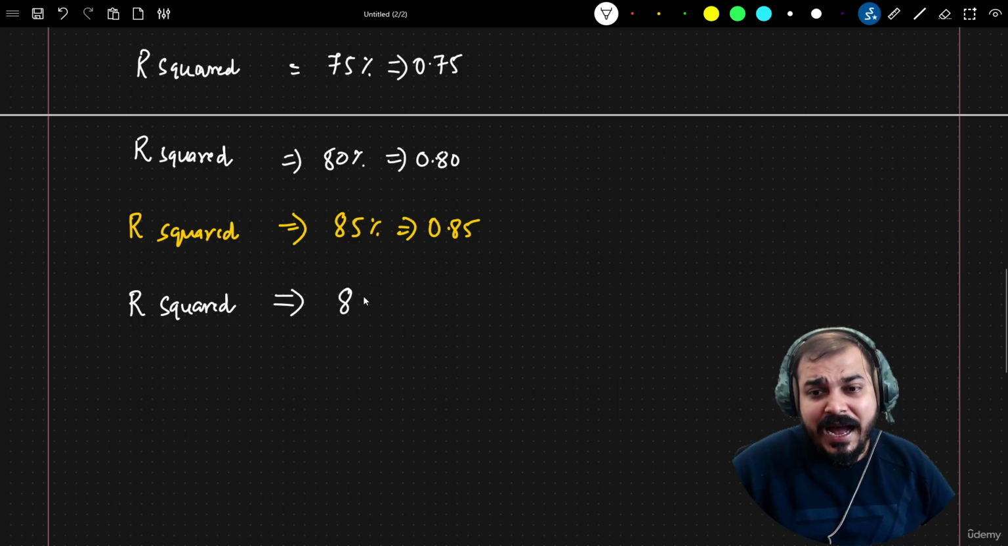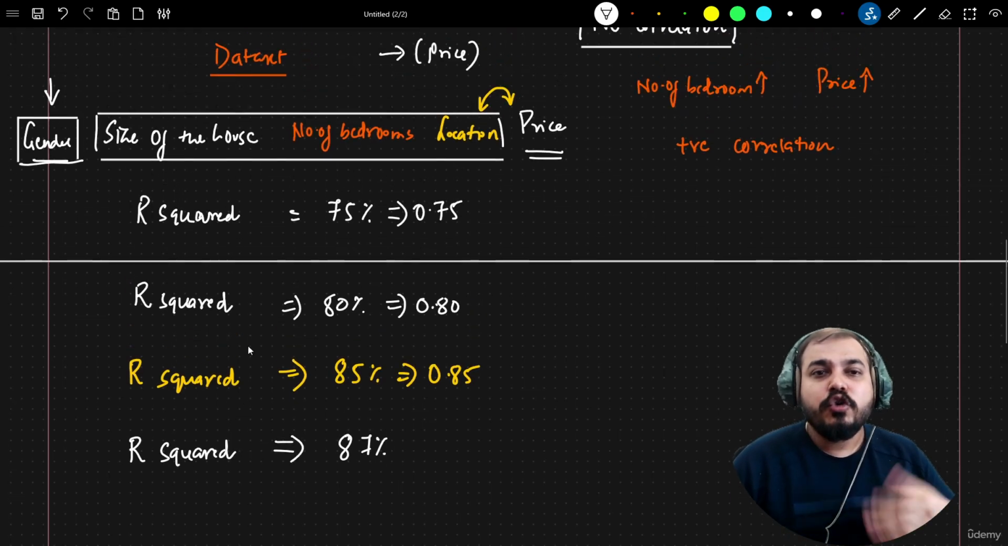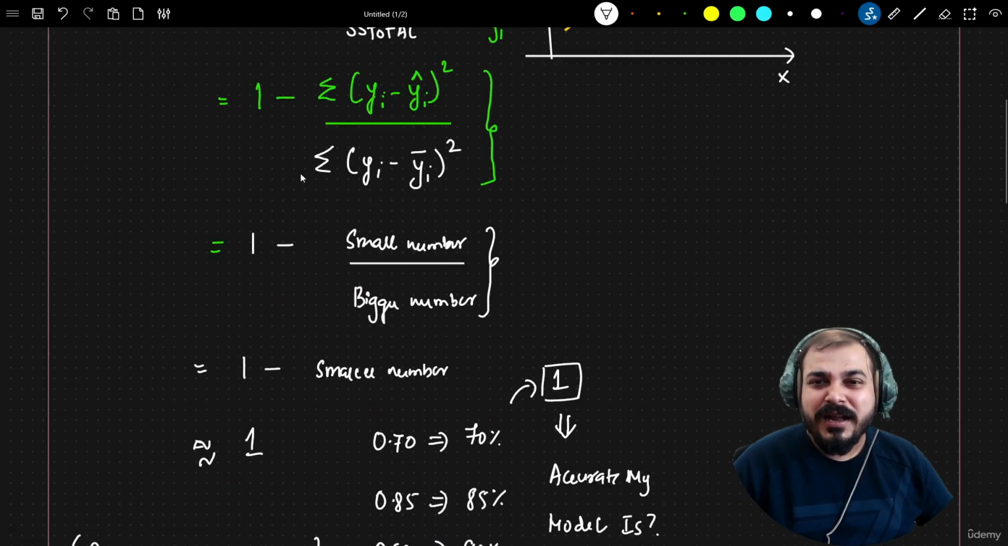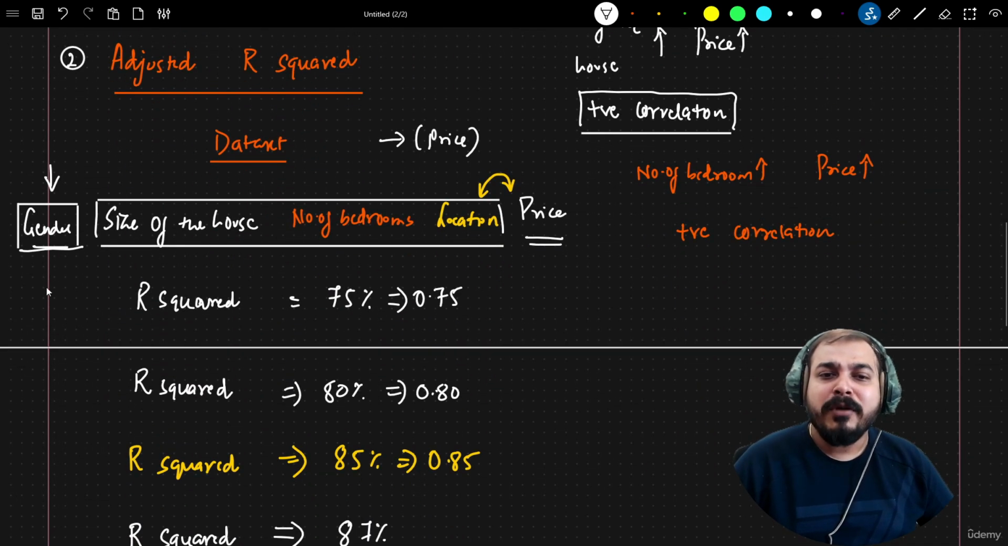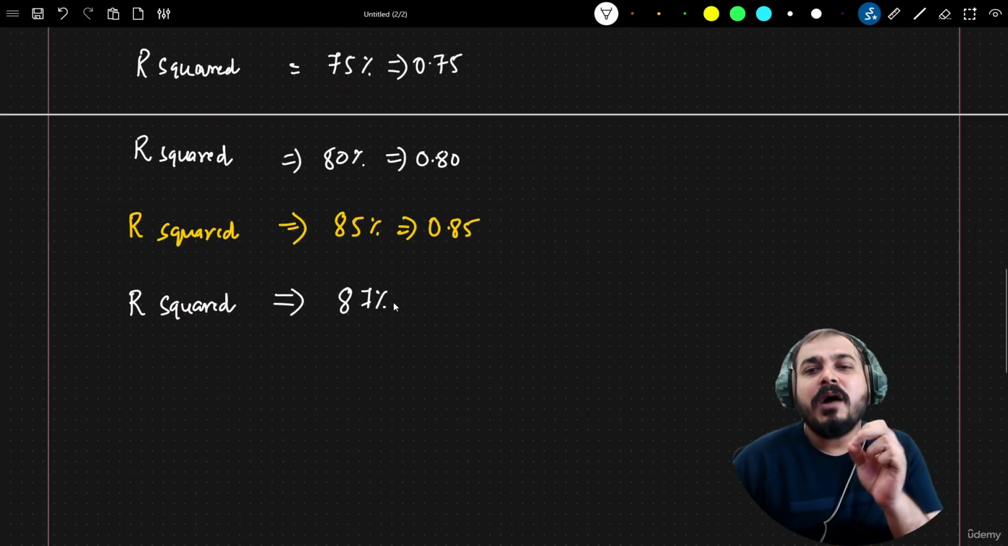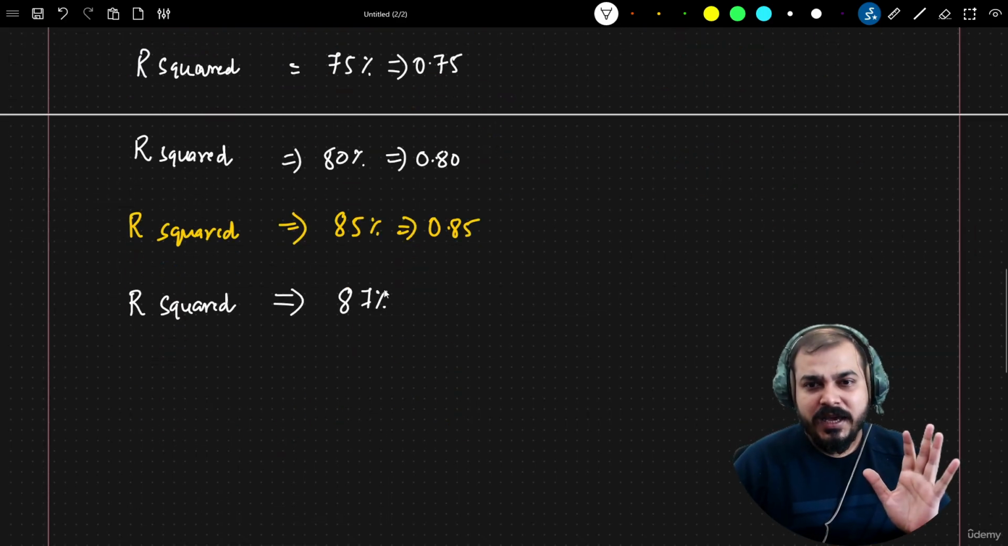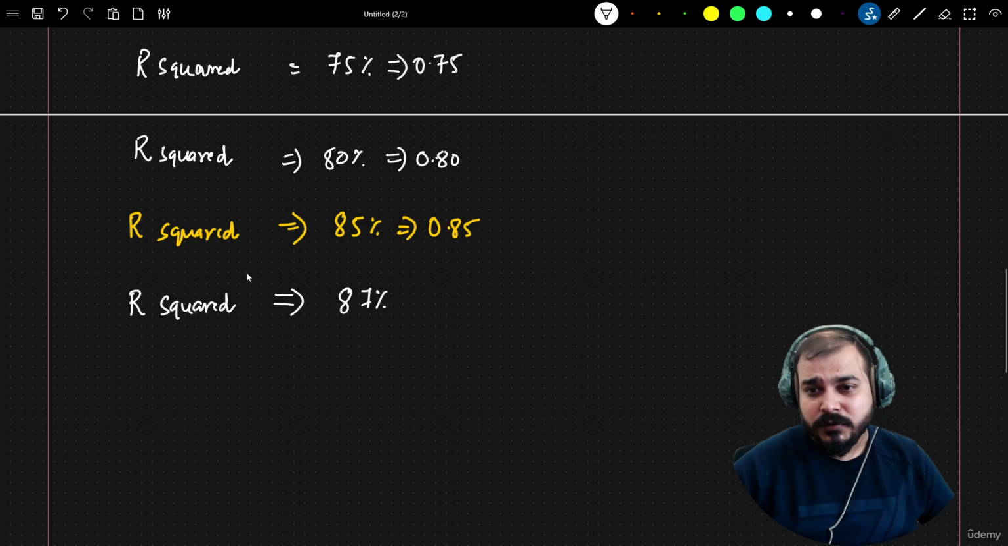So here you can see that I'm actually getting somewhere around 87%. Let's say I'm just assuming 2 more percent it got increased, because the formula of R squared works in that specific way: as more number of features you keep on adding, somehow the R squared value is going to increase. And all these things I'll show you in practical also, guys. So let's say this becomes 0.87.